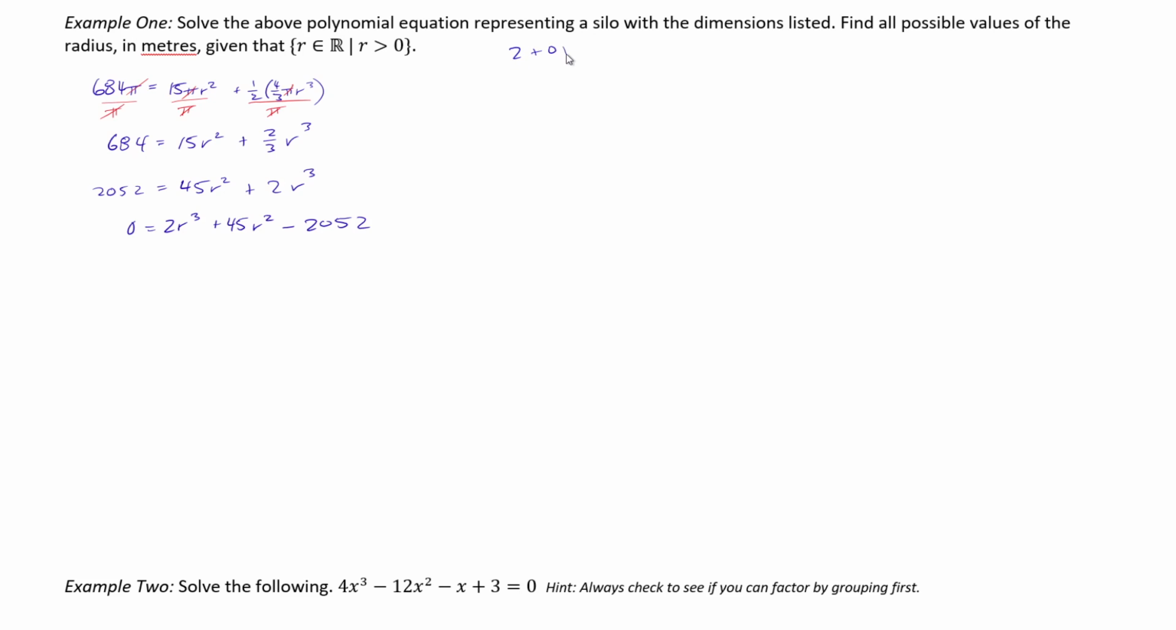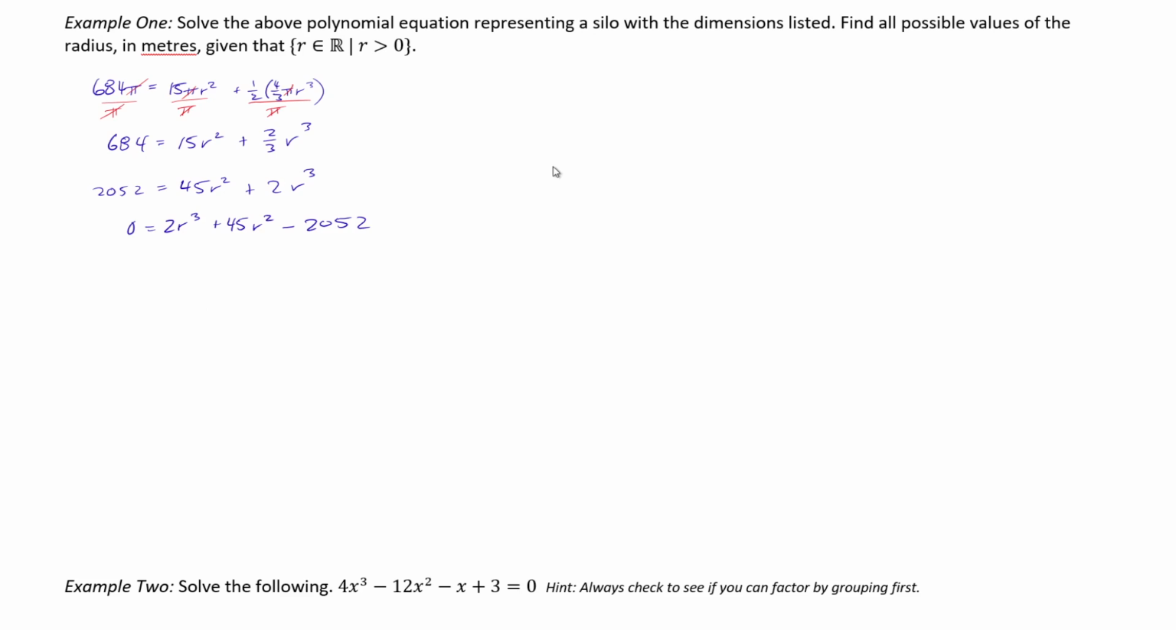2 plus 0 plus 5 plus 2, that's equal to 9. 9 is certainly divisible by 3, so 2052 is divisible by 3. So 3 could be a possibility, and so can 6, and maybe even 9. So what we're going to do is try out all the values.